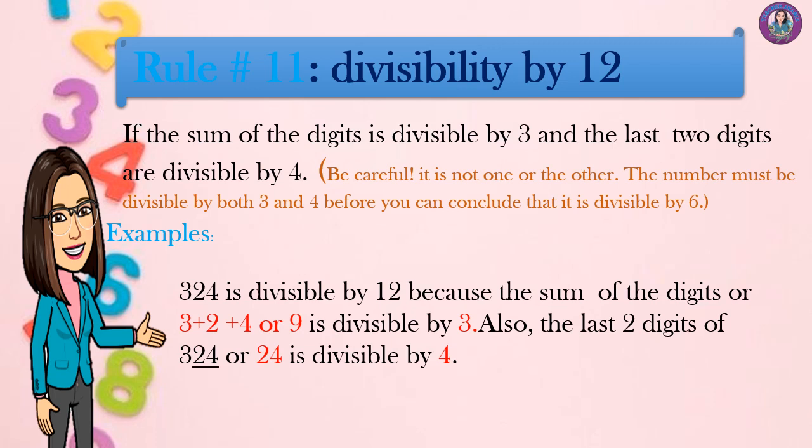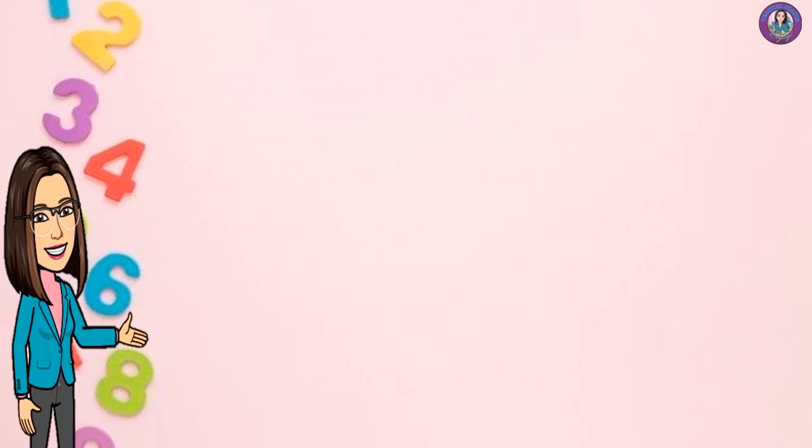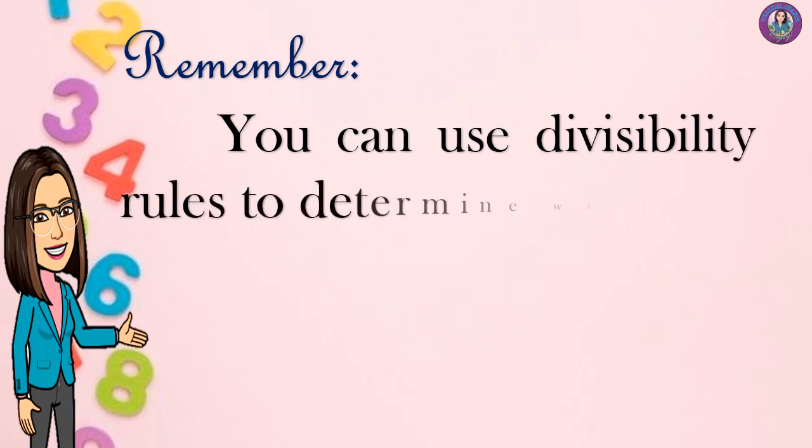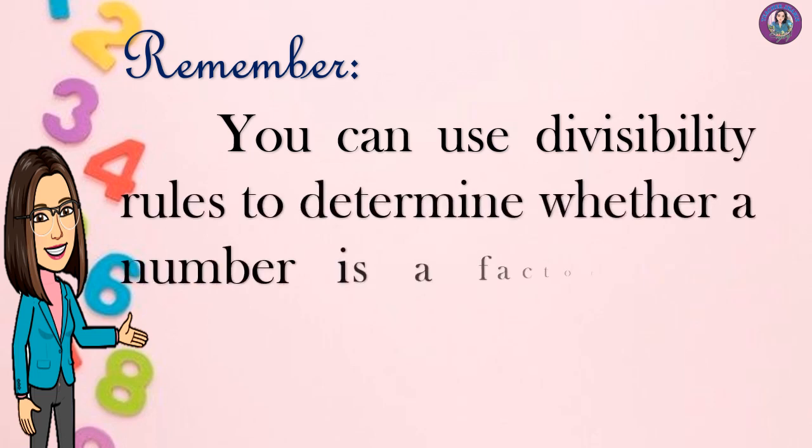Now, how do we know that a number is divisible by another number? That's right. Of course, you have to know the divisibility rules first. Remember, you can use divisibility rules to determine whether a number is a factor or a multiple of another number.